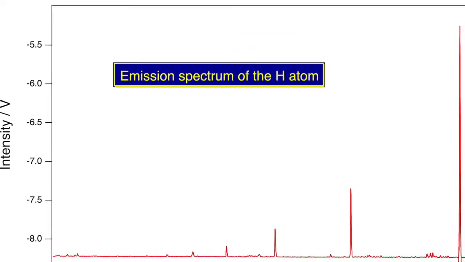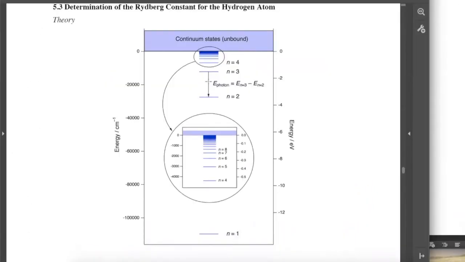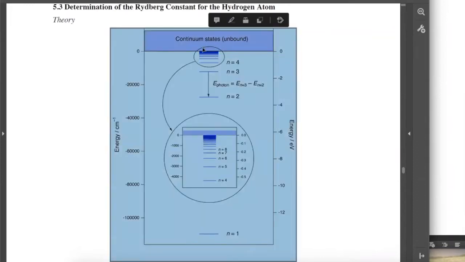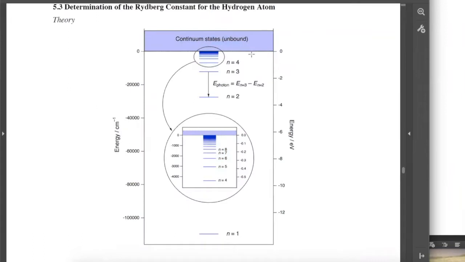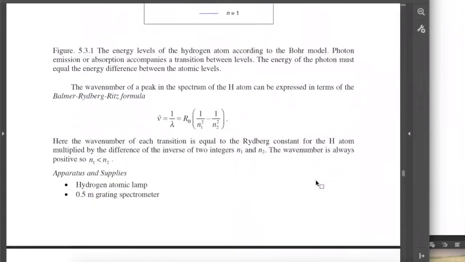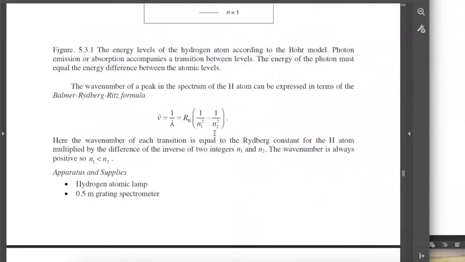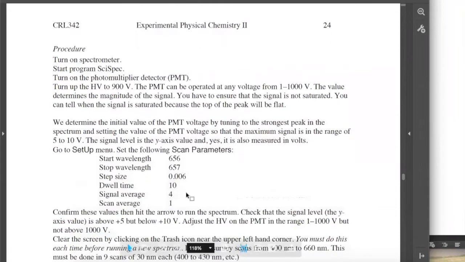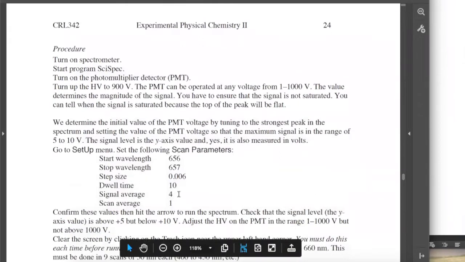So we know what the data should look like, right? We're dropping down to a lower level from excited states. We're trying to determine what levels are in here. And as we converge on the ionization limit up here, the states get closer and closer together. So we should see lines that get closer and closer together, following that wave number pattern of the Balmer-Rydberg-Ritz formula.